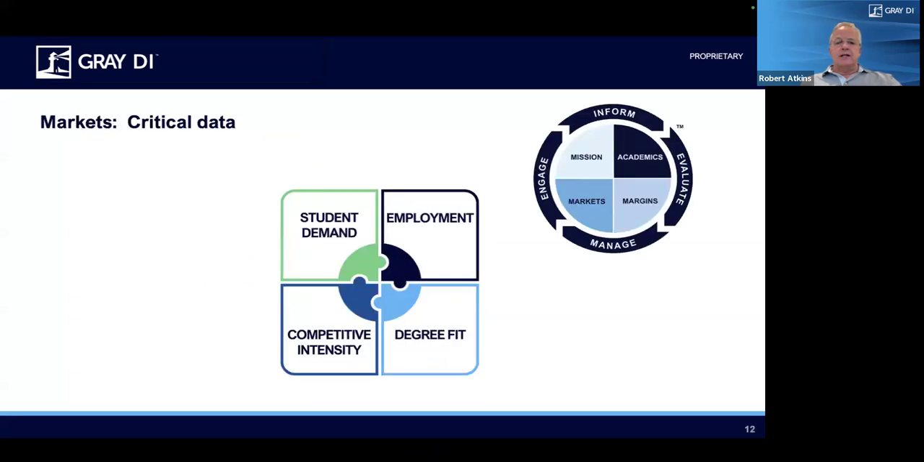So when we're inside the market data, that's what we're going to talk about today. There are 4 dimensions to it: student demand, employment, competition, and degree fit. And under degree fit, we put cost, and that's where I'm going to talk about the benchmarking part today.